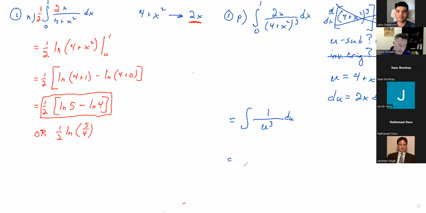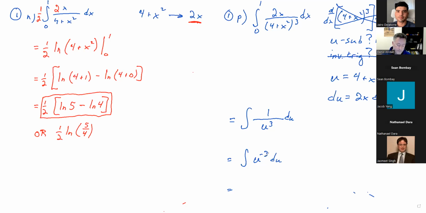And you can either leave it like that, or you can think of it as u to the negative 3rd. Either way, you don't have to write u to the negative 3rd on your paper. But you are going to have to at least think it so you can integrate that. So what is the integral of 1 over u to the 3rd, or the integral of u to the negative third?